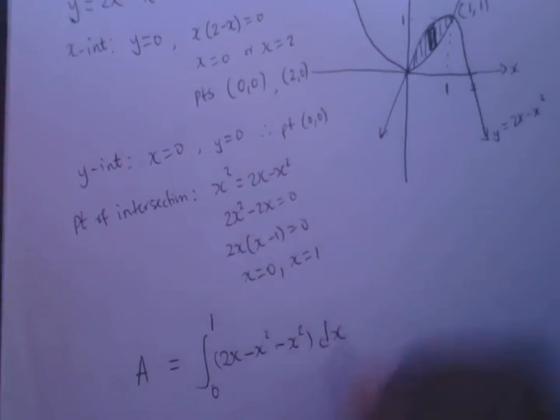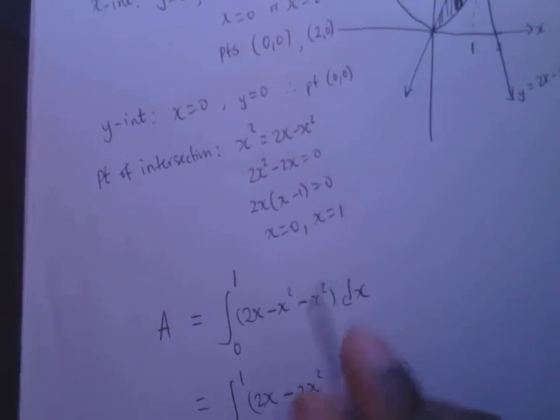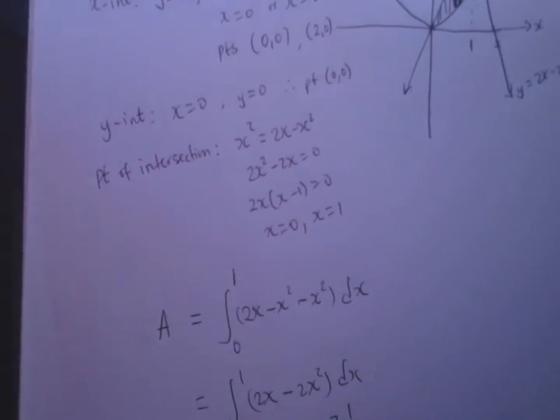dx. Alright, and if you do that, you have the integral from 0 to 1 of 2x minus 2x squared dx, and if you solve this, you just have x squared minus 2x cubed over 3, from 0 to 1. You substitute the bounds. You just have 1 minus 2 over 3 minus 0. And you just have 1 over 3. Alright, there we go.